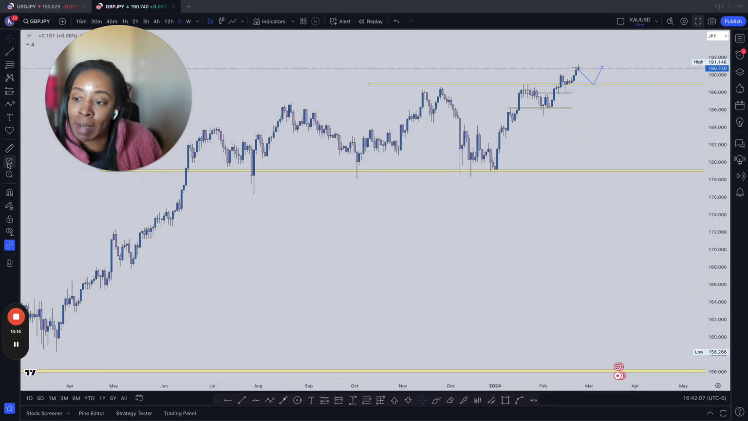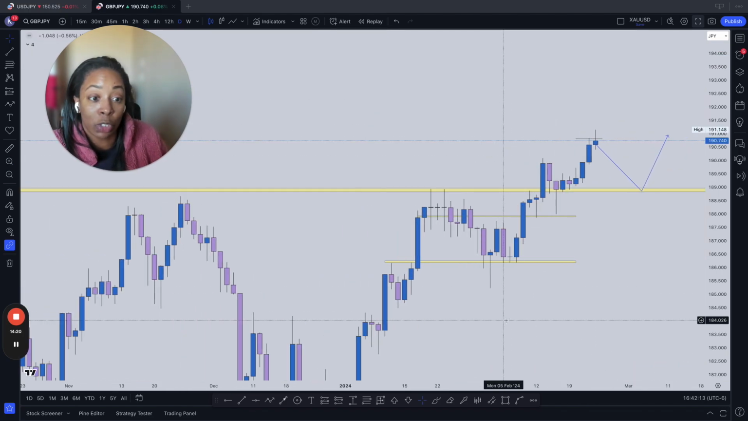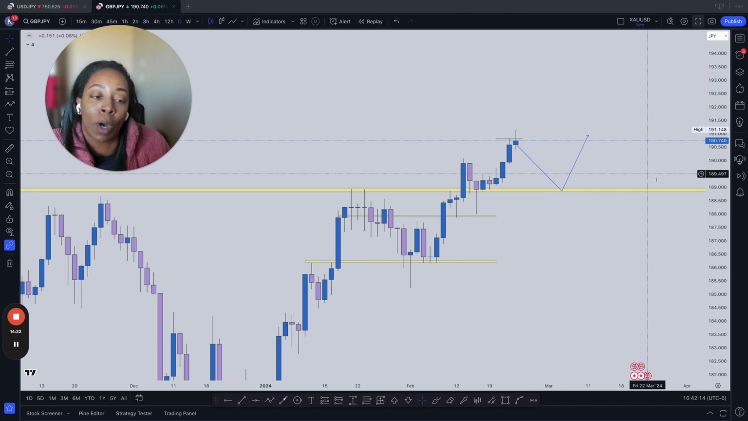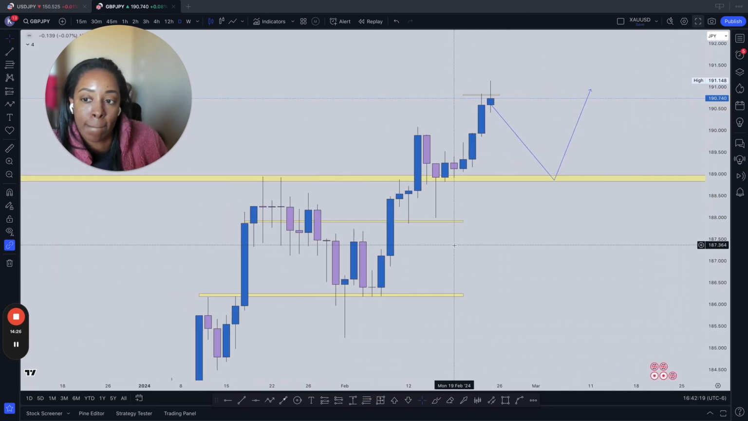So let's go ahead and make this a little bit bigger because these are tiny candles and it's probably hard to see. I don't have my glasses, so it's hard for me to see as well. Let's make this bigger. All right, cool.